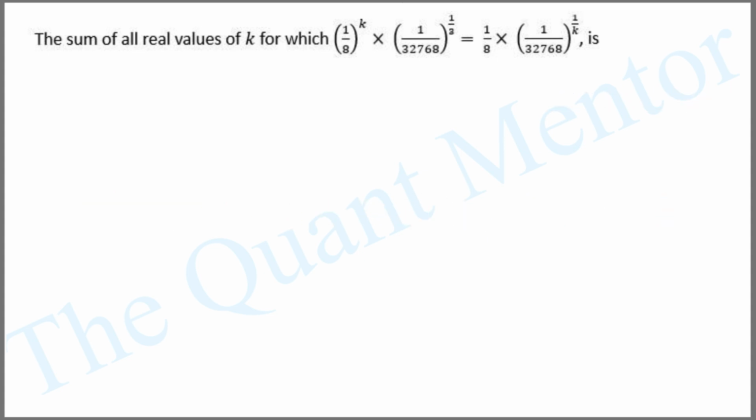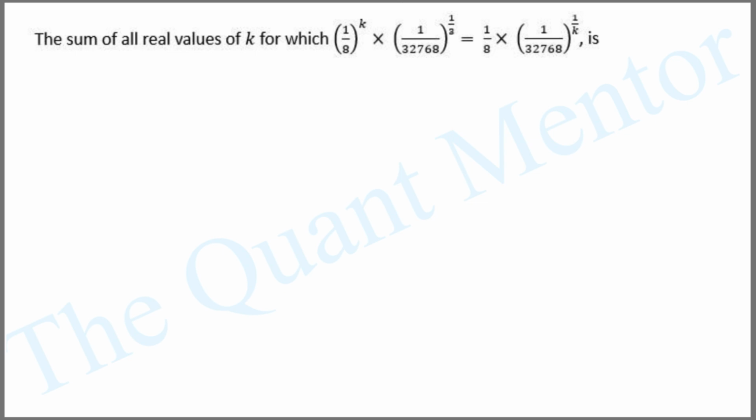The sum of all real values of k for which (1/8)^k × (1/32768)^(1/3) is equal to (1/8) × (1/32768)^(1/k) is... Okay, interesting question. Let's see how we solve this.